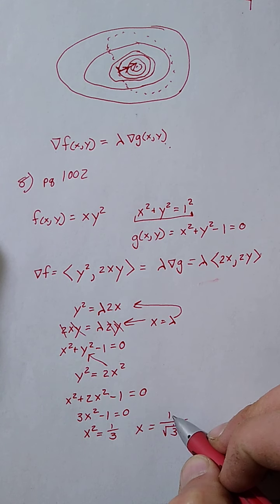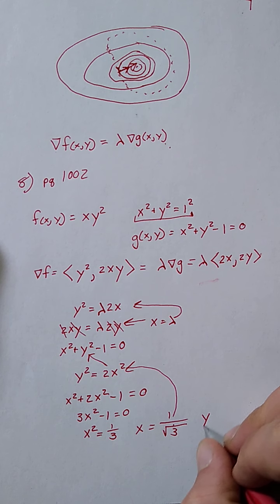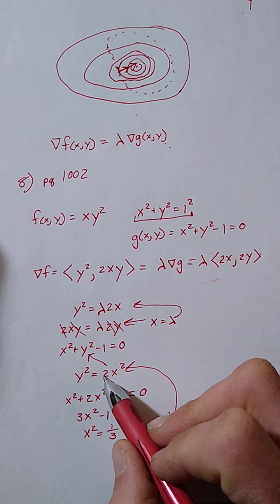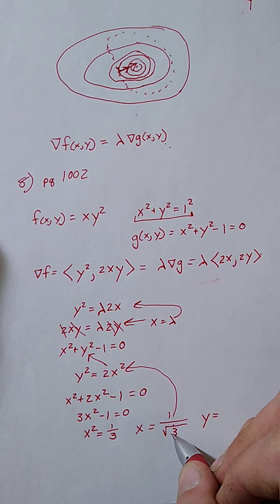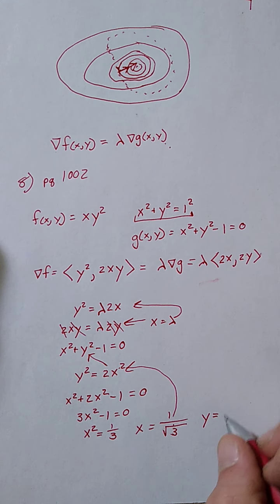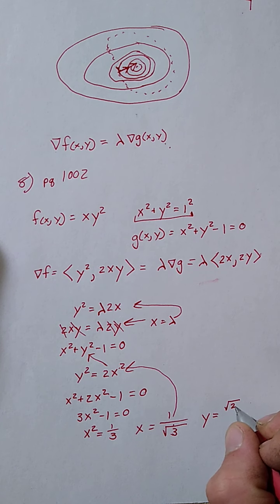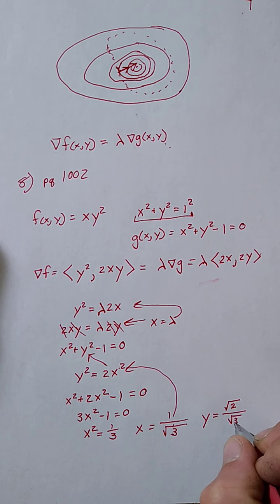If we plug this back in, we can solve for y. This is going to be 2 times 1 over the square root of 3 squared. So that's 2 over 3, and then we have to take the square root to get y. So y is the square root of 2 over the square root of 3. Okay, so that gives us our point.